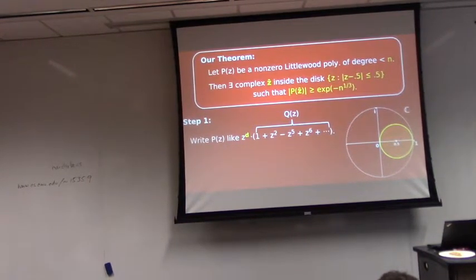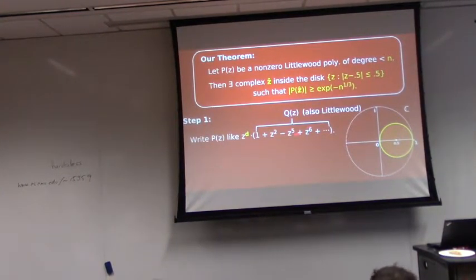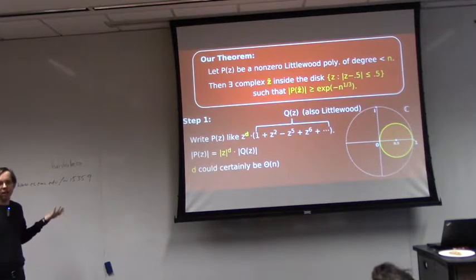Let me call this q of z. Now, it's also a Littlewood polynomial. Now, the magnitude of p of z is just the magnitude of z to the power of d times the magnitude of q of z. And there's basically no reason why d could not be linear in n. It's perfectly possible for d to be, I don't know, n over 2.